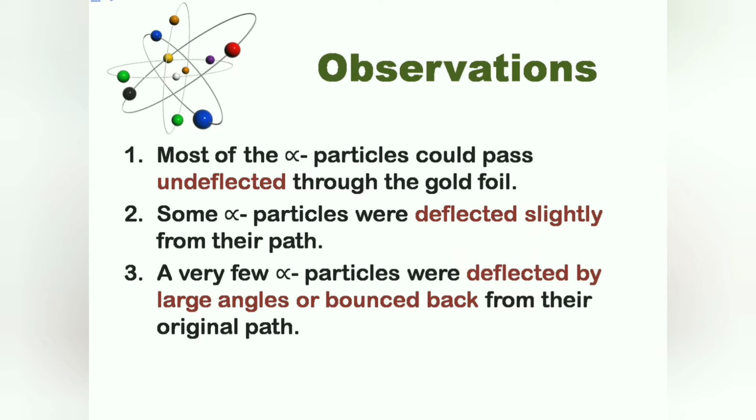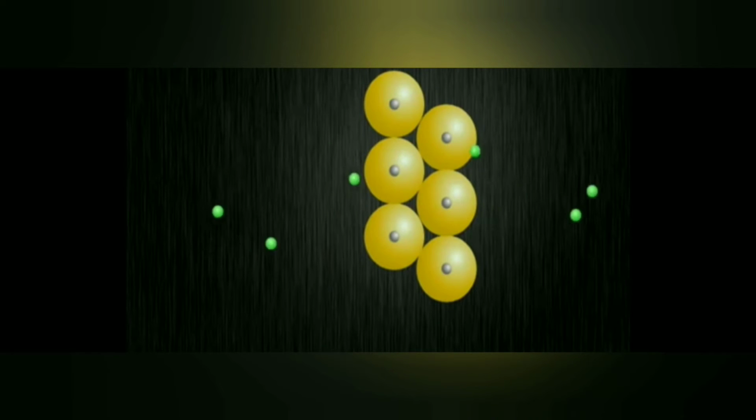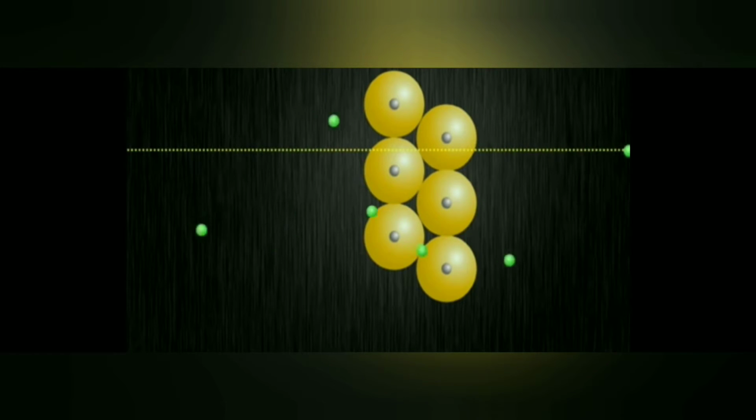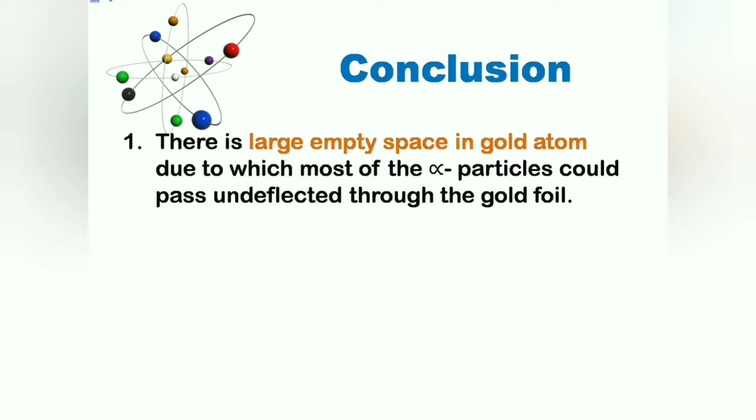As the alpha particles were passing through gold foil, and gold foil consists of gold atoms, therefore alpha particles must be passing through gold atoms. Therefore, Rutherford concluded that there is a large empty space in gold atoms, due to which most of alpha particles could pass undeflected through the gold foil.